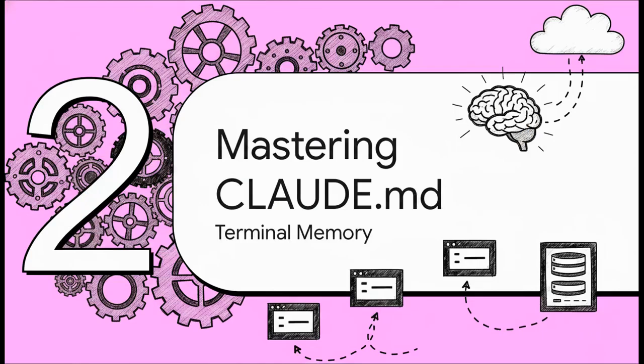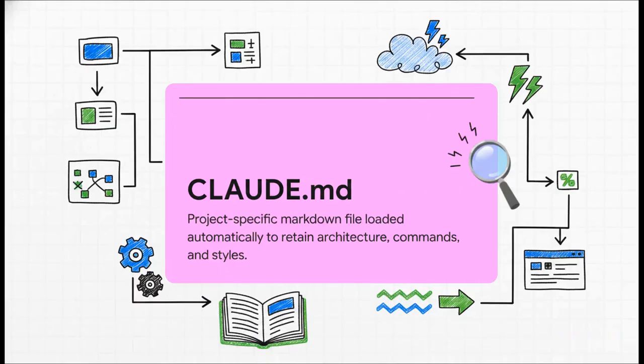Moving along to Section 2, Mastering the CLAUDE.md file, which is all about giving your terminal a memory. So what exactly is this thing? Well, CLAUDE.md is a project-specific, case-sensitive markdown file that loads up automatically at the start of every single Claude Code session. Its job is to retain your architecture, your specific commands, and your style preferences. And why does this matter so much? Because this living document prevents the AI from making the exact same mistakes twice. It essentially saves you from the nightmare of endlessly repeating your prompts.